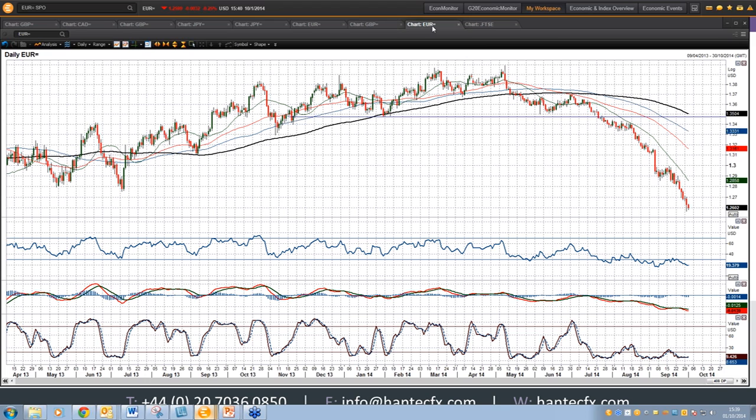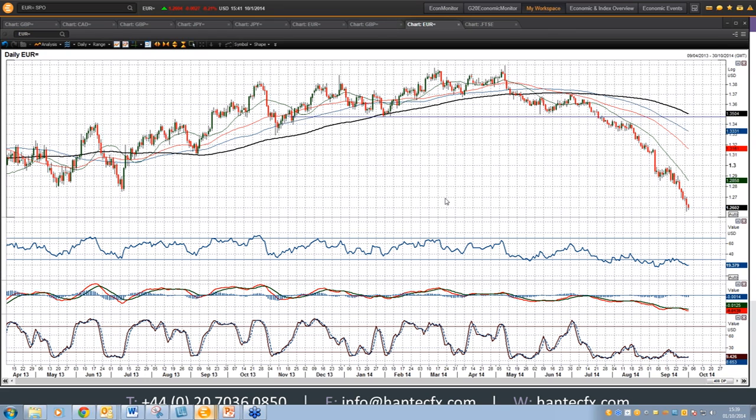Okay, so what I'm going to do now, that sort of covered stochastics. What I'm going to do now is look at other markets. I'm going to start off with euro dollar, and I'm going to bring in all the indicators that I've talked about over recent weeks and moving averages I've got on this chart. I've got the RSI, the MACD lines, and stochastics as well at the bottom.